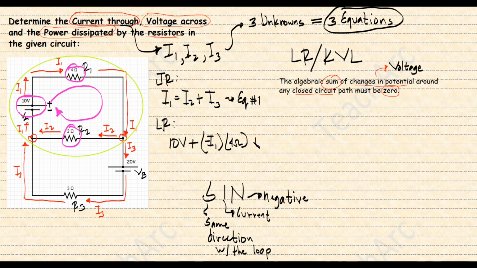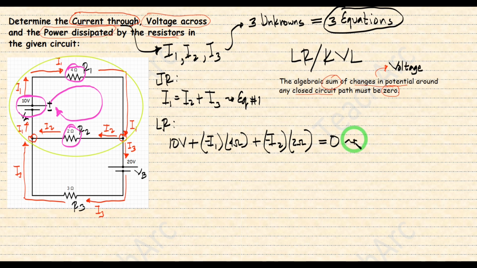Next component is R2. So that is I2 times 2 ohms using V is equal to IR. You would notice that I2 will have the same direction with our loop. That's why we need a negative sign here as well. All of this is equal to 0, giving us our second equation. That's what we get from loop number 1.